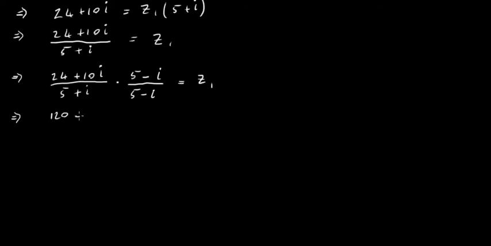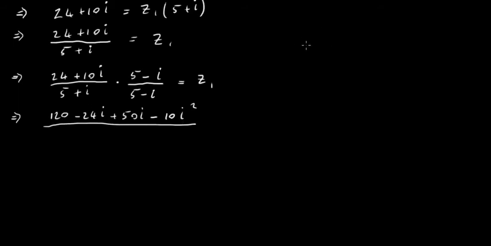24 times minus I is minus 24I. We've got 5 times plus 10I, so that gives me plus 50I. Plus times minus is minus 10I squared. All of this over these two multiplied.